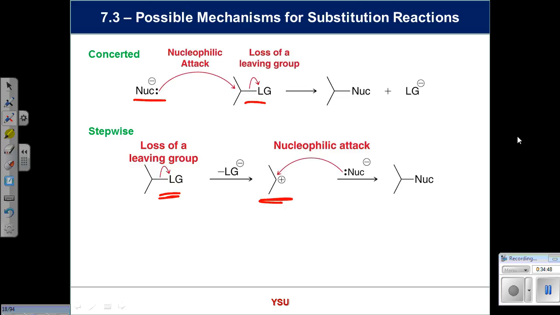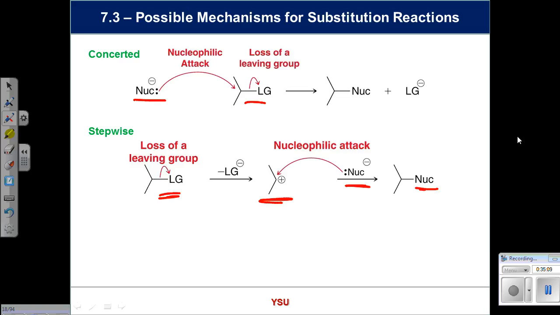If it's a good one, we can do this. And in the second step, the nucleophile comes in, and it's done the same thing. It's replaced the leaving group, but this time it's done it in a different sequence of events, simply breaking off and then attaching, as opposed to everything going at once. Now, there could potentially be a third one. How about the nucleophile sticks, and then the leaving group breaks off?